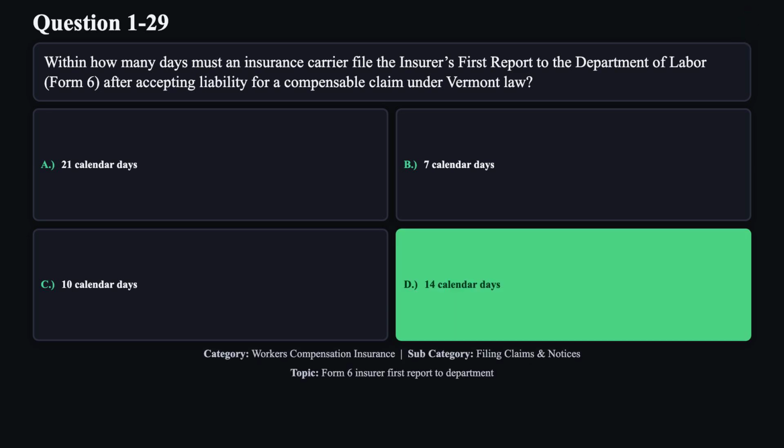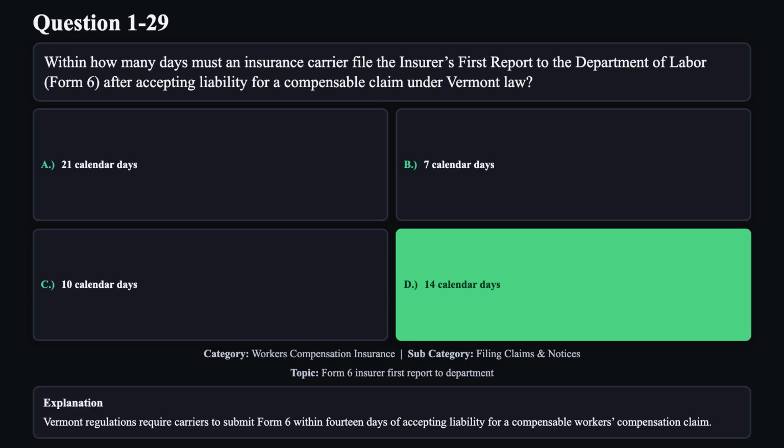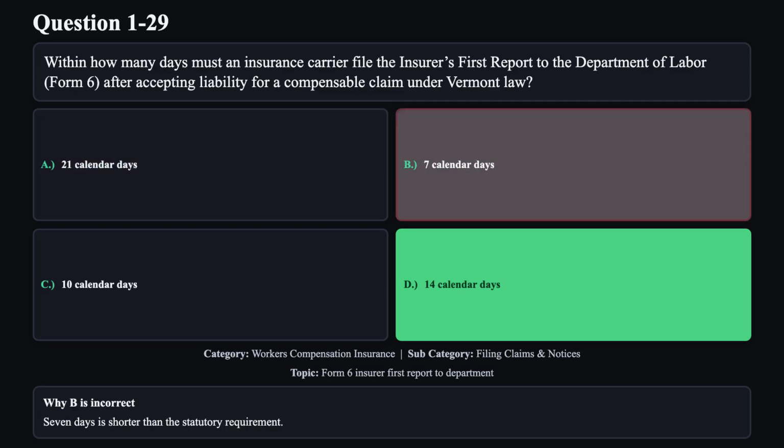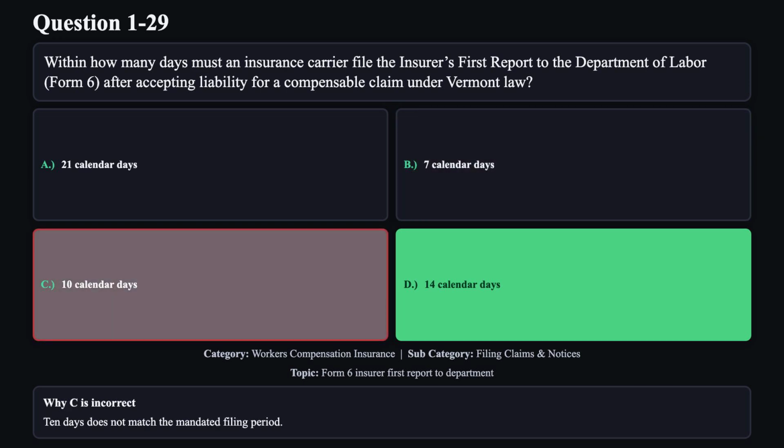The correct answer is D. Vermont regulations require carriers to submit Form 6 within 14 days of accepting liability for a compensable workers' compensation claim. Reason A is not correct. 21 days exceeds the allowed time frame. Reason B is not correct. 7 days is shorter than the statutory requirement. Reason C is not correct. 10 days does not match the mandated filing period.